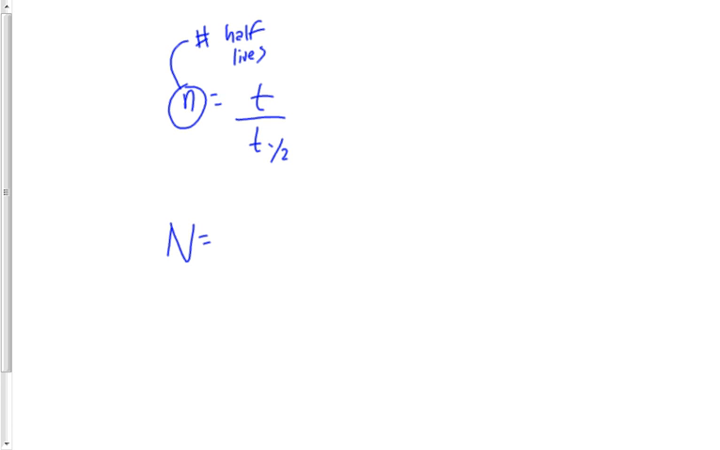And finally, the last equation. N is equal to N subscript 0 times 1/2 to the little n. How many people recognize this equation from math class?